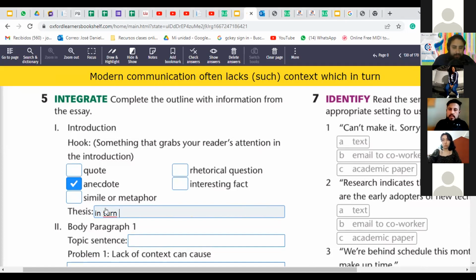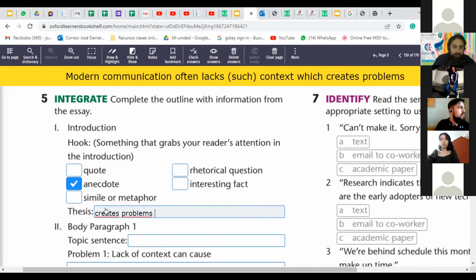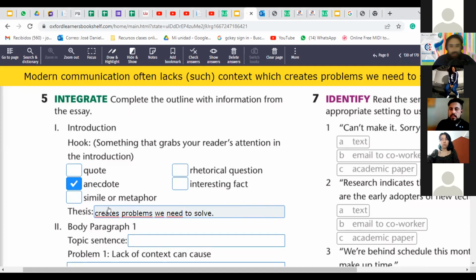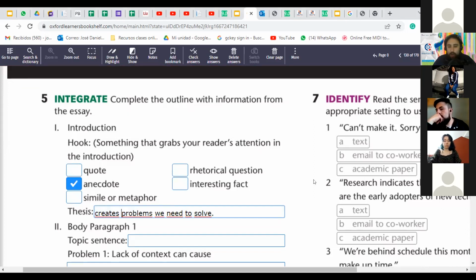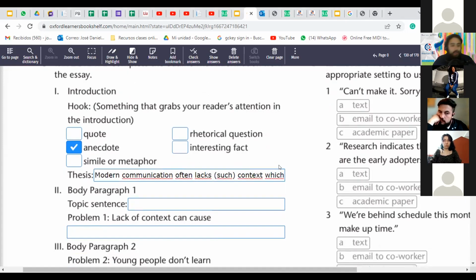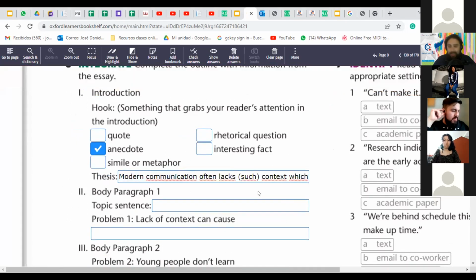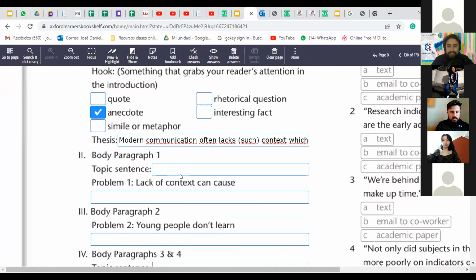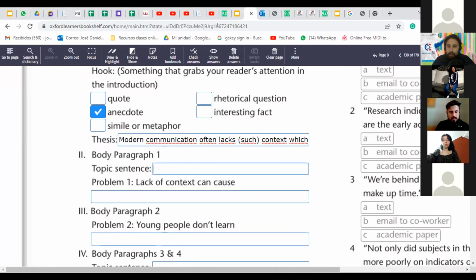Laura? Which creates problems we need to solve. So all of that is the thesis. Modern communication often lacks context, which creates problems we need to solve. Because the whole essay is not just about how context is important, it's also providing possible solutions, giving theories as to what we could do in specific contexts to address that. So this is more likely to be the thesis. Now, what was the topic sentence of body paragraph 1? Group number 1. That would be Edward, Mafia, and Valentina.